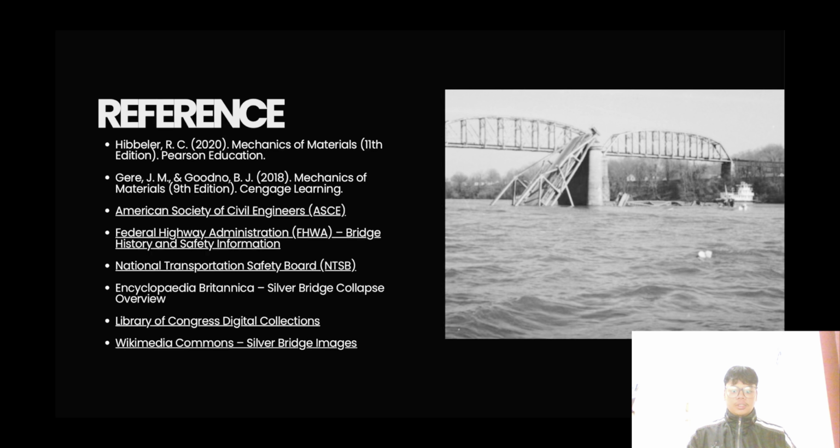Additional information about the Silver Bridge collapse was obtained from the American Society of Civil Engineers, the Federal Highway Administration, the National Transportation Safety Board, Encyclopedia Britannica, and historical records from the Library of Congress. These sources help us understand both the engineering principles and the historical significance of the Silver Bridge collapse.